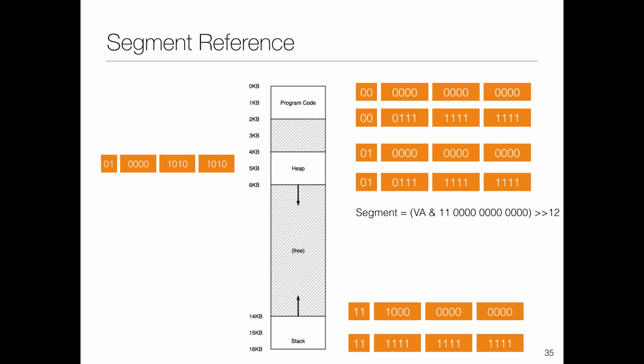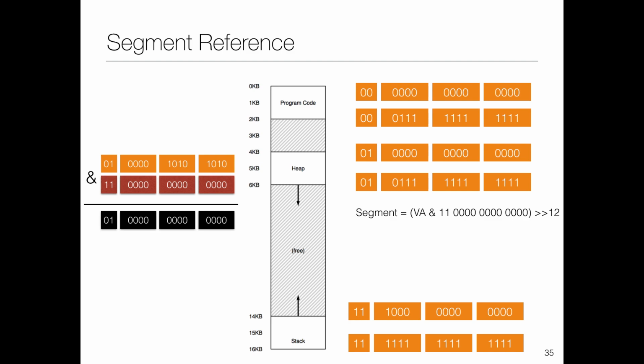Let's pick up something from the heap. 0 1 0 0 1 0 1 0 1 0 1 0. We do an AND with 1 1 followed by 4 zeros, 4 zeros, 4 zeros. AND of 1 and 1 is 1, and of 1 and 0 is 0. So you get 0 1. After shifting by 12 places, you get the two most significant bits as 0 1. And these then tell us that, corresponding to 0 1, the address is from which segment? Heap.